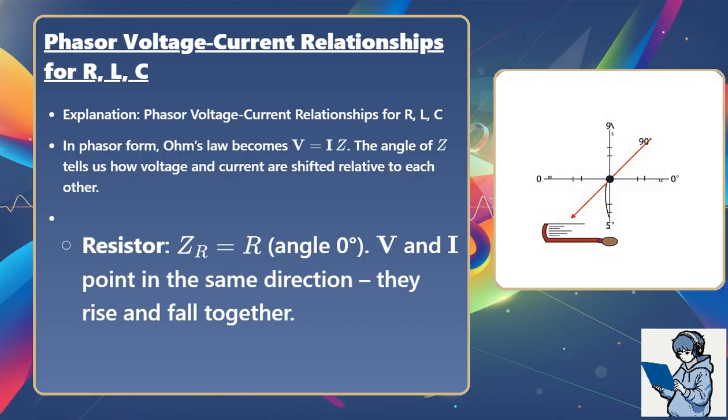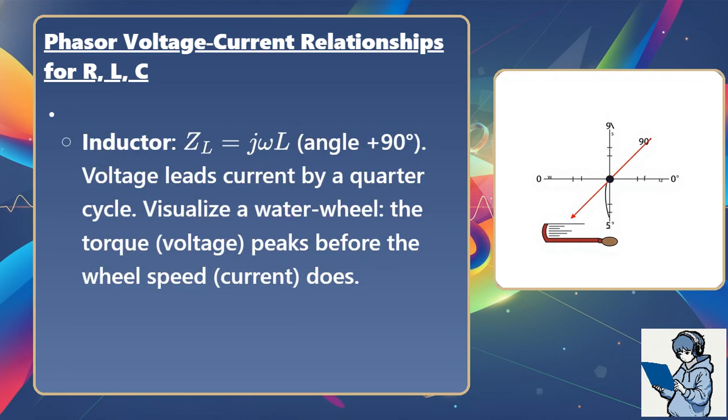Resistor: Z sub R equals R angle 0 degrees. V and I point in the same direction; they rise and fall together. Inductor: Z sub L equals j omega L, angle plus 90 degrees. Voltage leads current by a quarter cycle. Visualize a water wheel. The torque, the voltage, peaks before the wheel speed, the current, does.